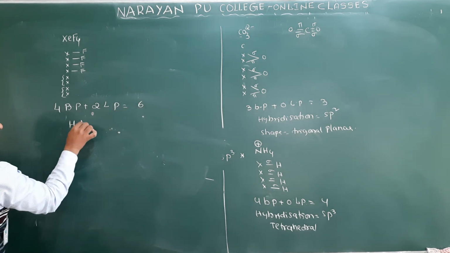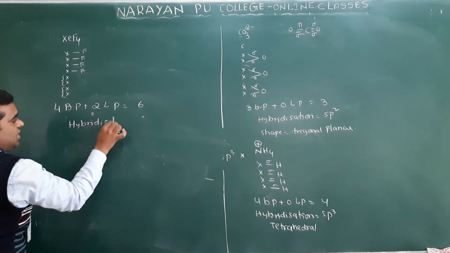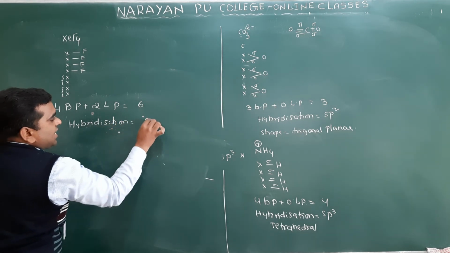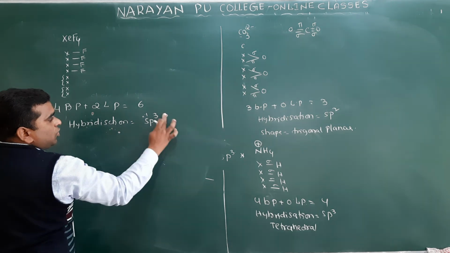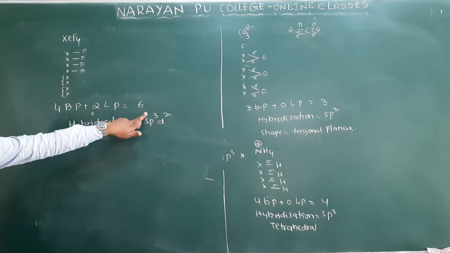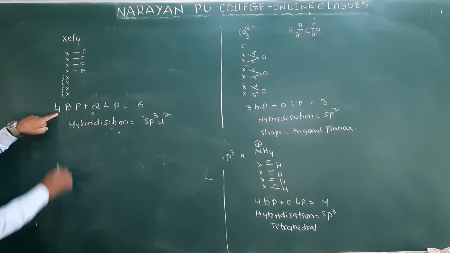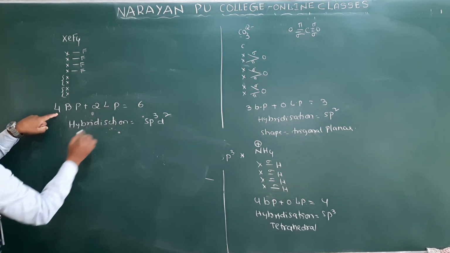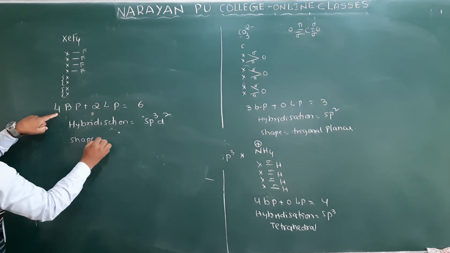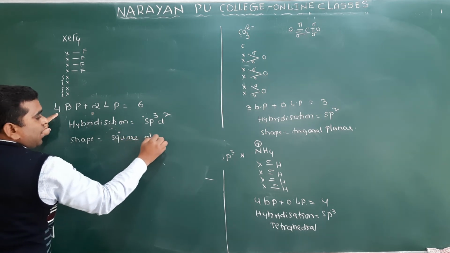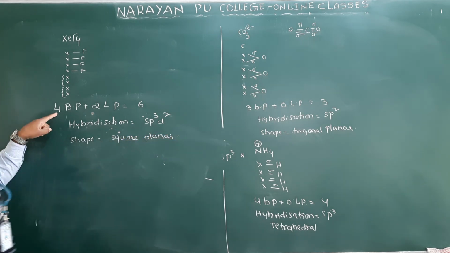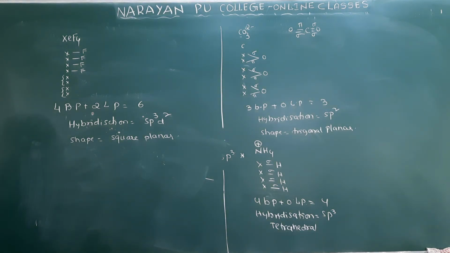What is the hybridization? It is sp3d2. 3 plus 1 is 4, and d2. When there are 4 bond pairs and 2 lone pairs, what is the shape of the molecule? The shape of the molecule is square planar. You see what that is? It means you must read the table.